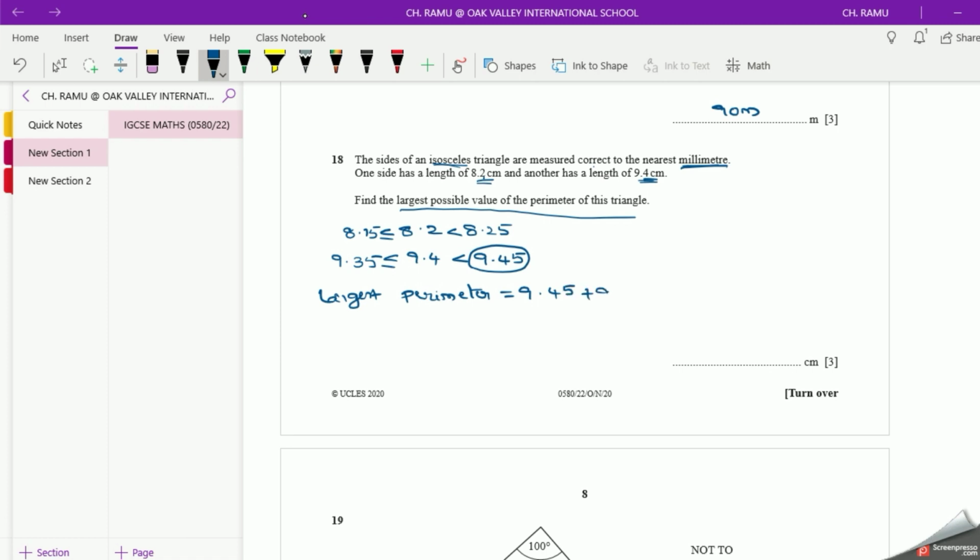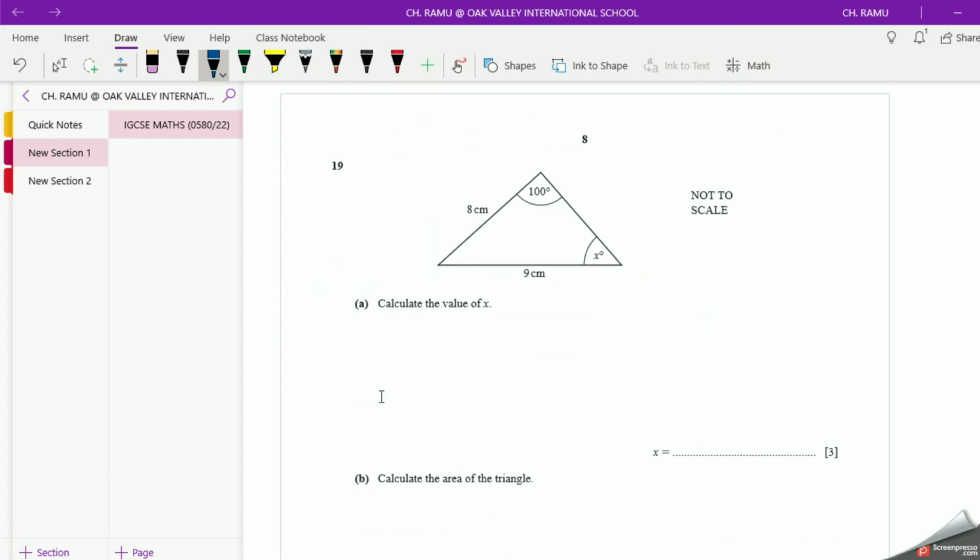9.45, 9.45, 8.25. Now we can add, we can use our calculator, 9.45 plus 9.45 plus 8.25, which gives you 27.15. So the largest perimeter is 27.15 centimeters.